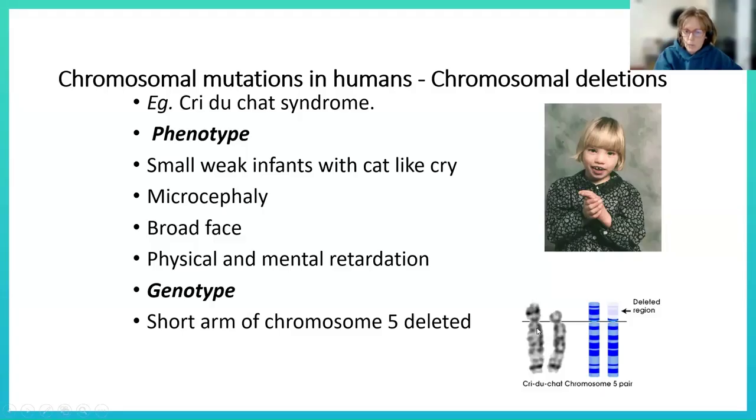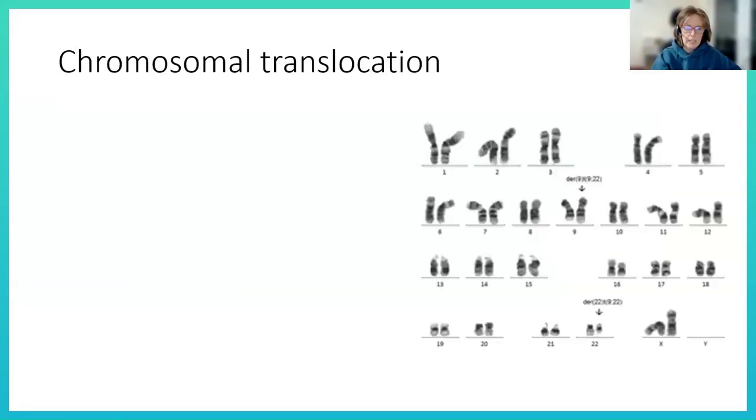So this is the short arm and this is the long arm, because there's a little bit of a sort of waist almost in the middle, you can see. So part of the short arm of 5 gets deleted.